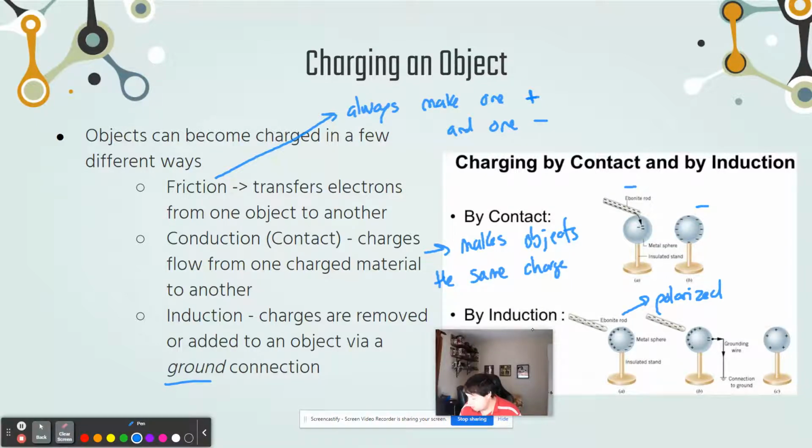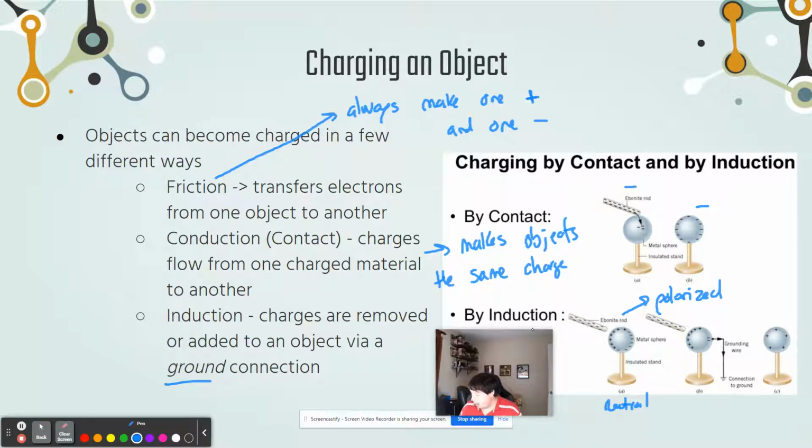Because this rod is negative, it's going to push the negative charges away from it. And so you end up with one side positive and one side negative. Now this sphere is still neutral overall, right? It doesn't have any more or less protons or electrons. It's just that some of them are on one side and some on the other.